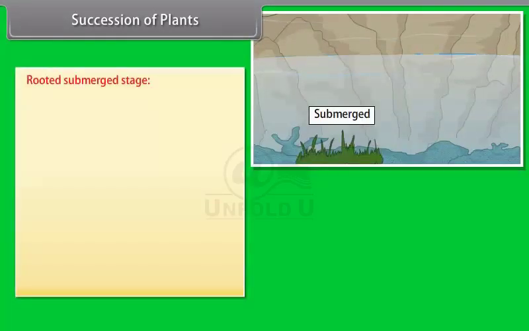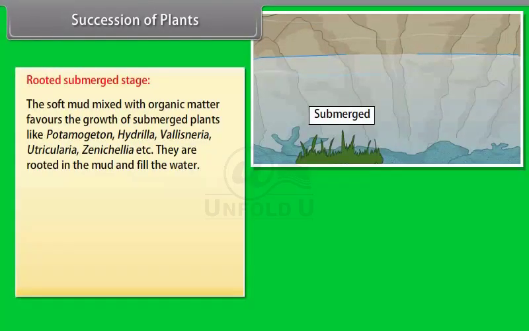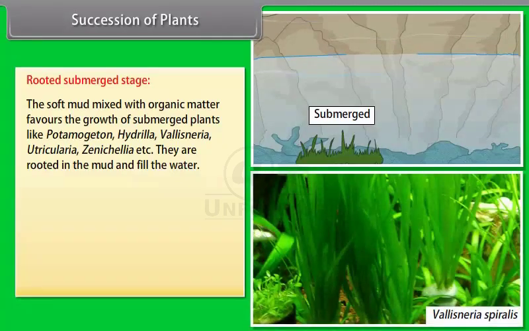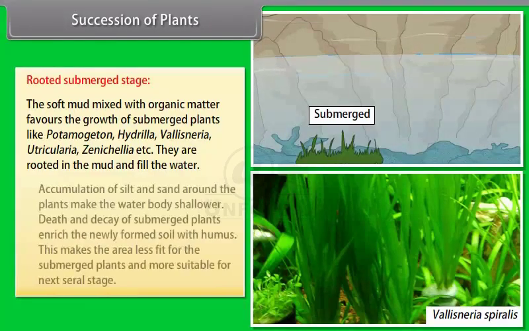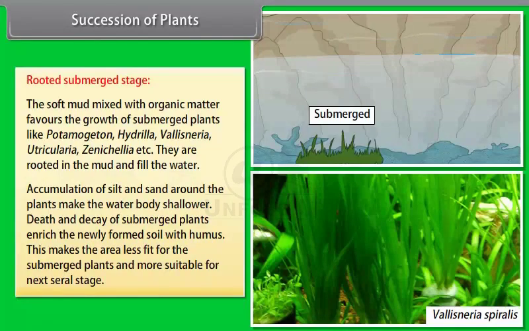Rooted submerged stage. The soft mud mixed with organic matter favors the growth of submerged plants like Potamogeton, Hydrilla, Vallisneria, Utricularia, Zenichelia, etc. They are rooted in the mud and fill the water. Accumulation of silt and sand around the plants makes the water body shallower. Death and decay of submerged plants enrich the newly formed soil with humus. This makes the area less fit for the submerged plants and more suitable for the next seral stage.